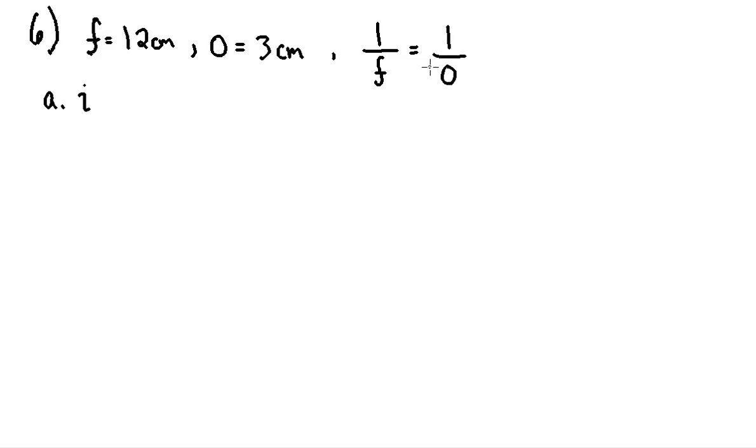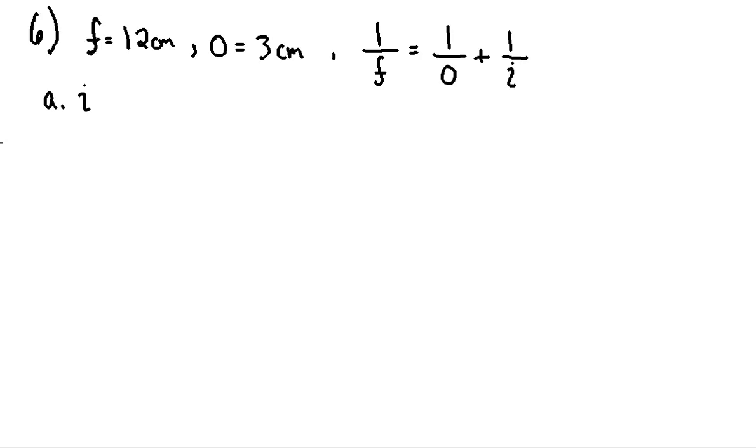Wait, let me make sure I write this down correctly. Plus 1 over the image distance. So this should remind you of the formula for equivalent resistors when they are in parallel. Hopefully you remember how to work that algebra. It's not too bad, especially if you've already done it a bunch of times.